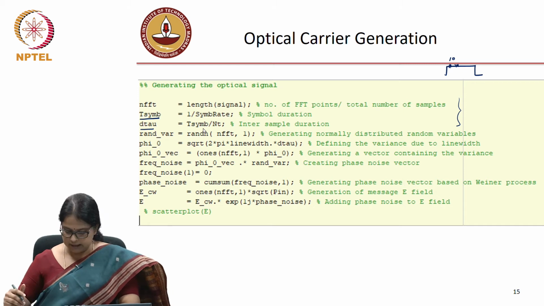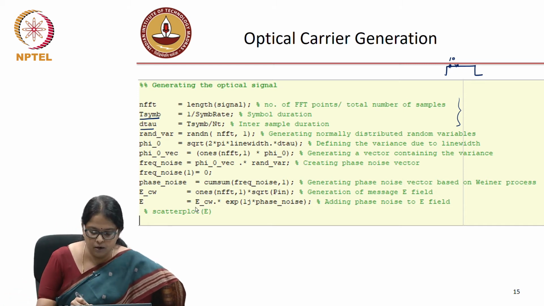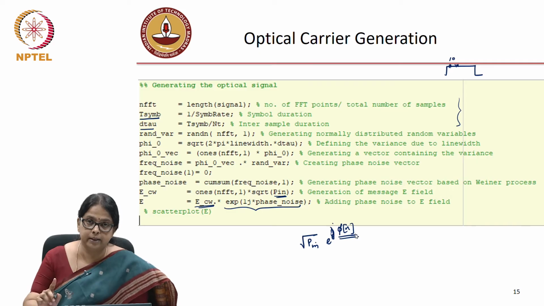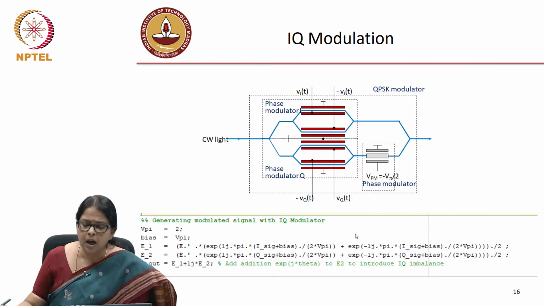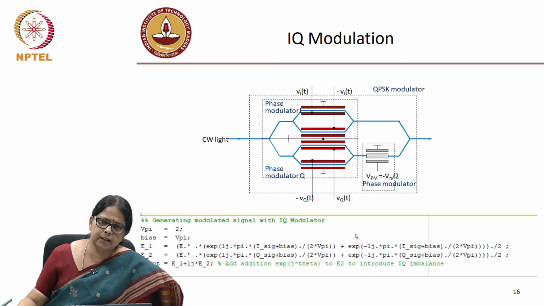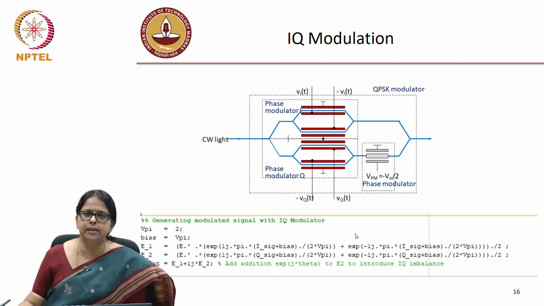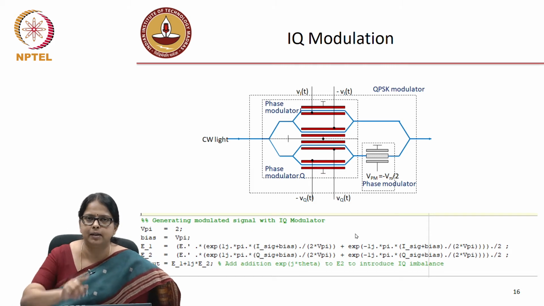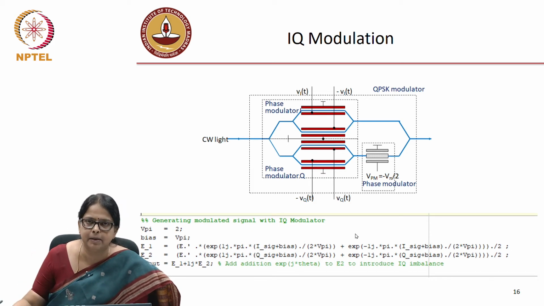We will come to that in detail later, but in the end you want to multiply the power, so ECW is square root of P multiplied by e power j phi n, and this phi n is the phase noise. I will tell you later how to do the phase noise generation. Once you have generated the carrier, the next process is to do the IQ modulation. We have already seen the structure of the IQ modulation. It has two child Mach Zehnder interferometers arranged in a big Mach Zehnder interferometer.